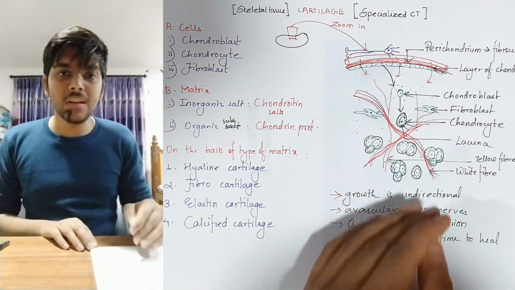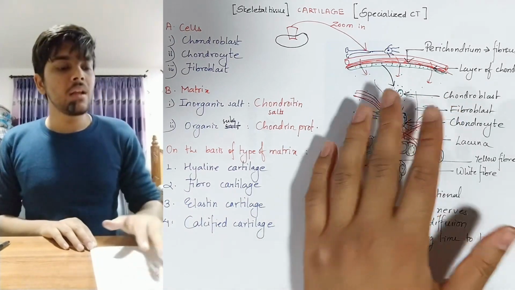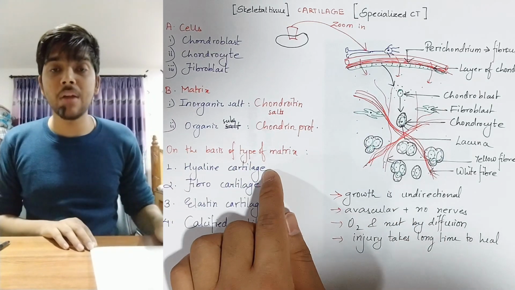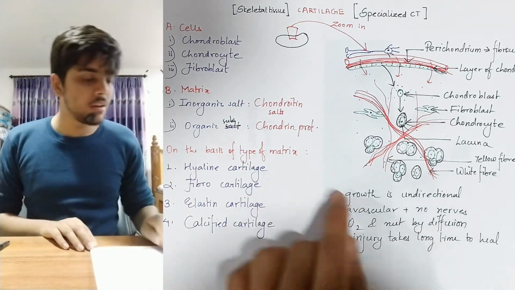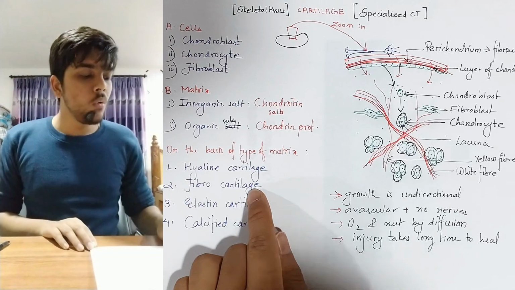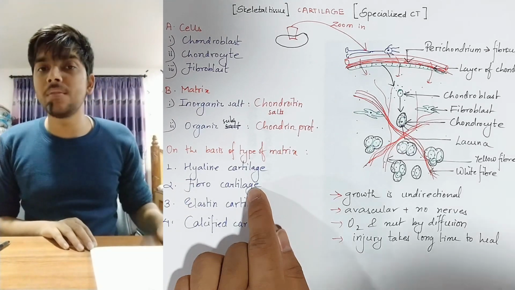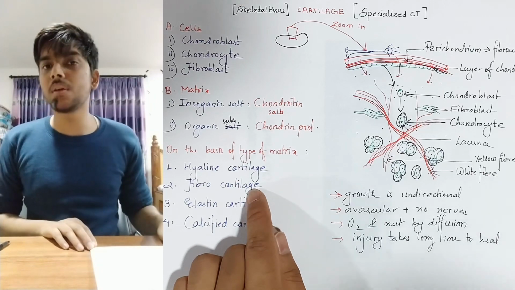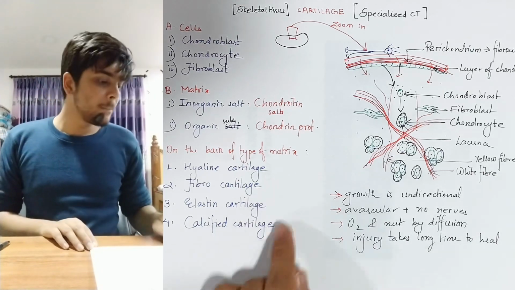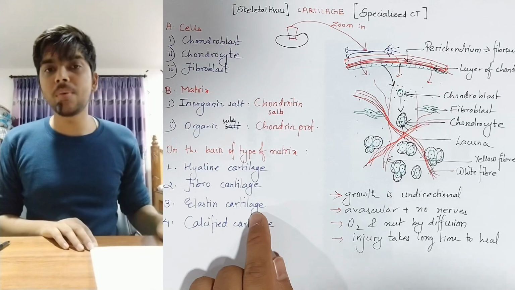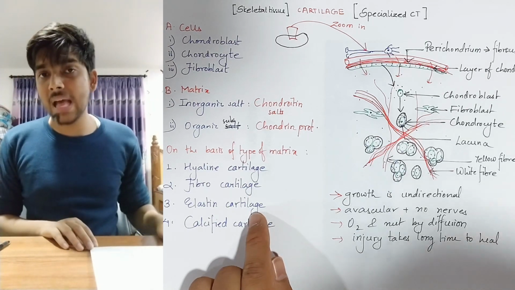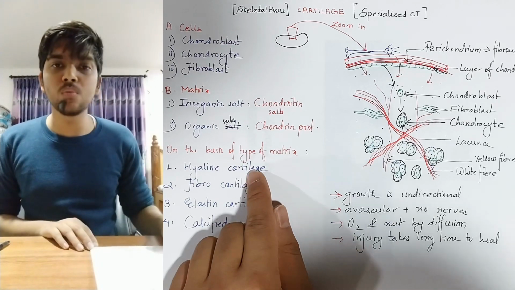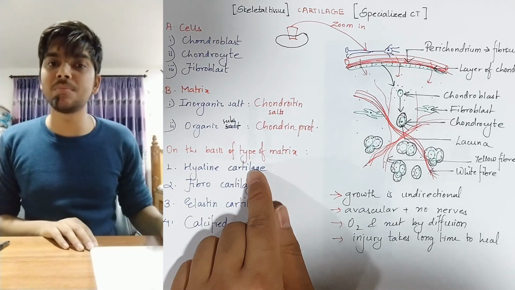On the basis of the type of matrix present, cartilage can be classified into 4 types. There's your hyaline cartilage, where the matrix is glassy or transparent. There's your fibrocartilage, which, due to the high percentage of white fibers, has quite a bit of tensile strength. Then elastin cartilage, which, due to high percentage of elastin fibers, has high elasticity. And calcified cartilage, which is hyaline cartilage once it gets deposited by calcium salts.